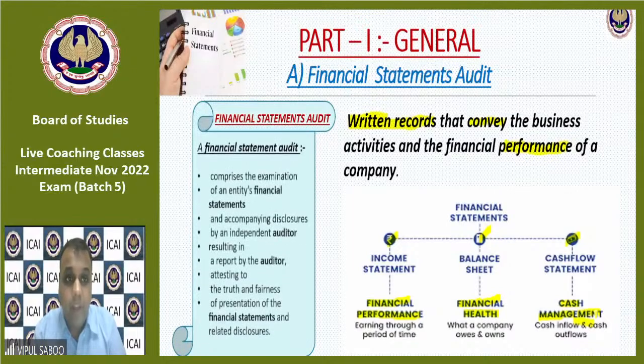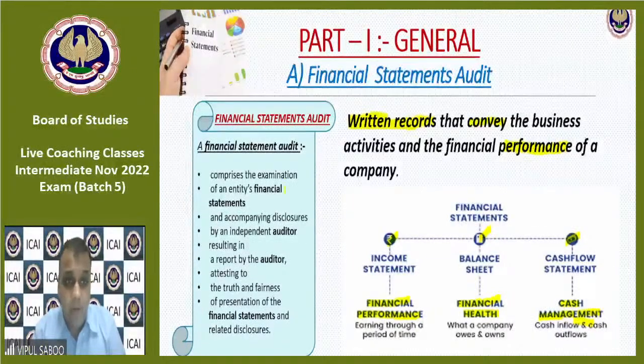So basically, what is a financial statement audit? A financial statement audit is an audit that comprises the examination of an entity's financial statements and accompanying disclosures with respect to whatever is stated in the financial statements, accounting policies, notes to accounts, and other relevant disclosures by an independent auditor. The auditor should not be related to the entity. Independent auditor, resulting in a report by the auditor.